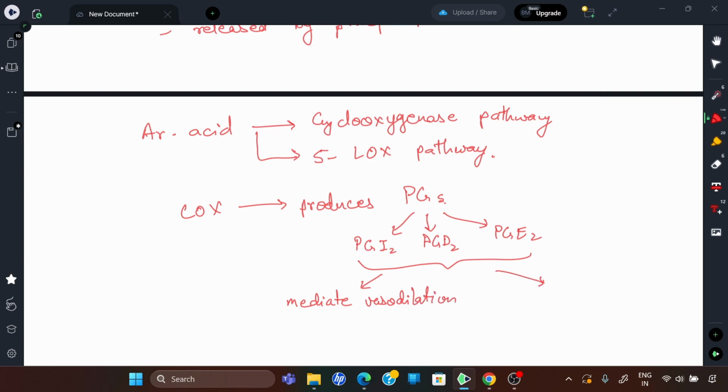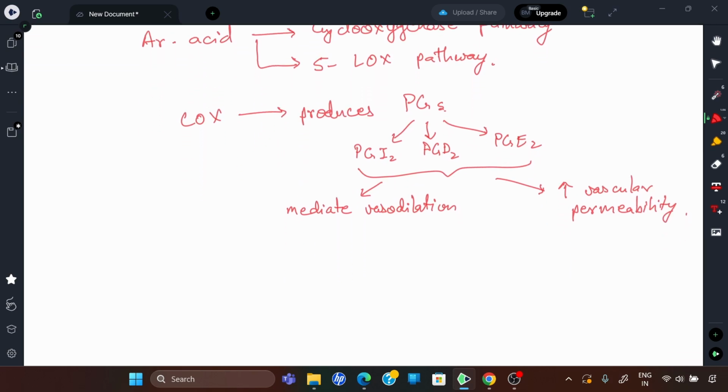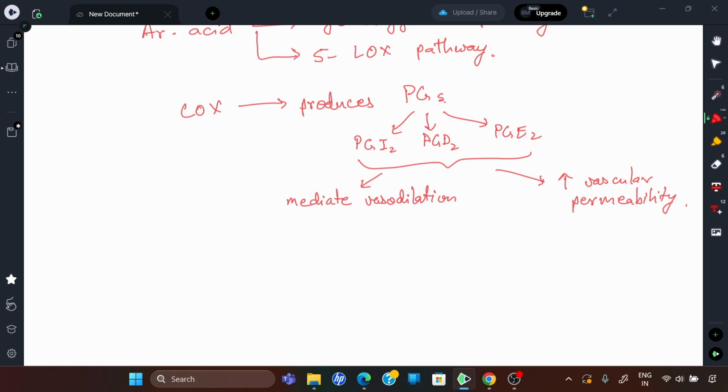And they also increase the vascular permeability. Right? And another important fact about PGE2 is that it also mediates fever and pain. This is particularly for PGE2. Easy to remember, right? E, the same phonetic sound is coming in fever. So PGE2 mediates fever and it also mediates pain.